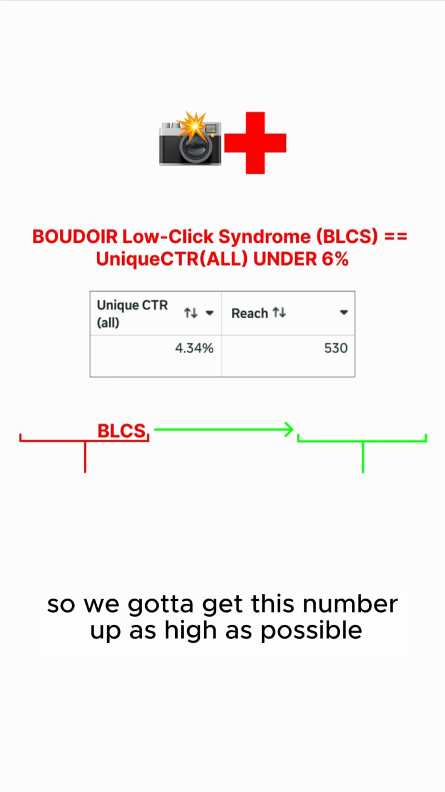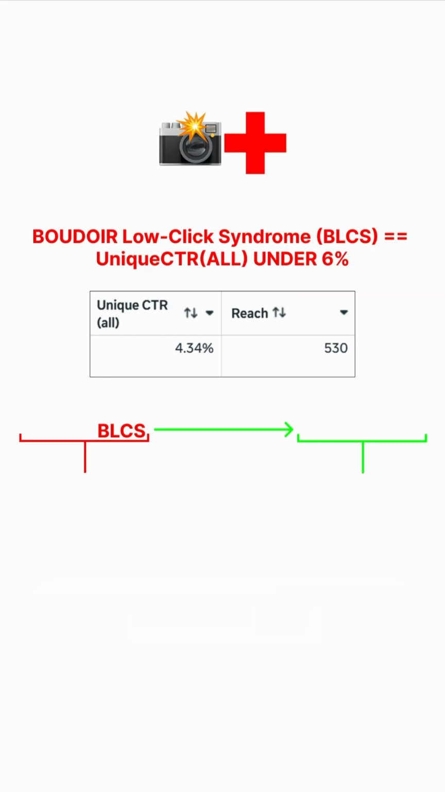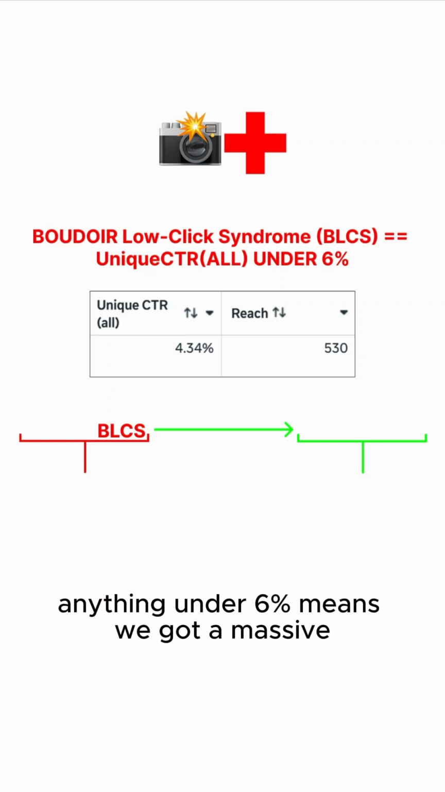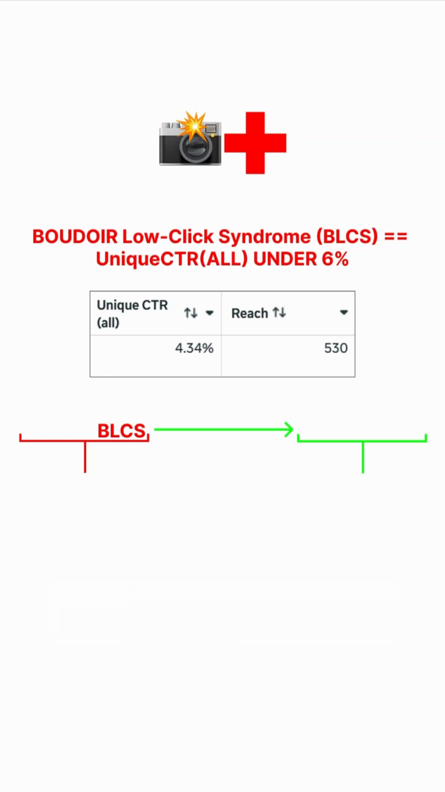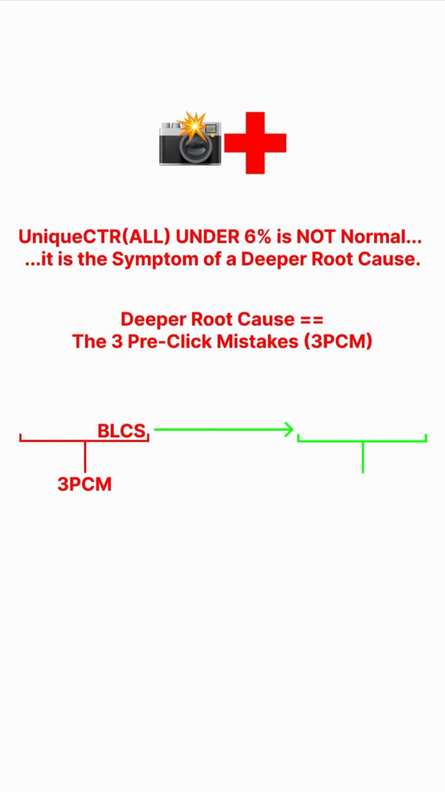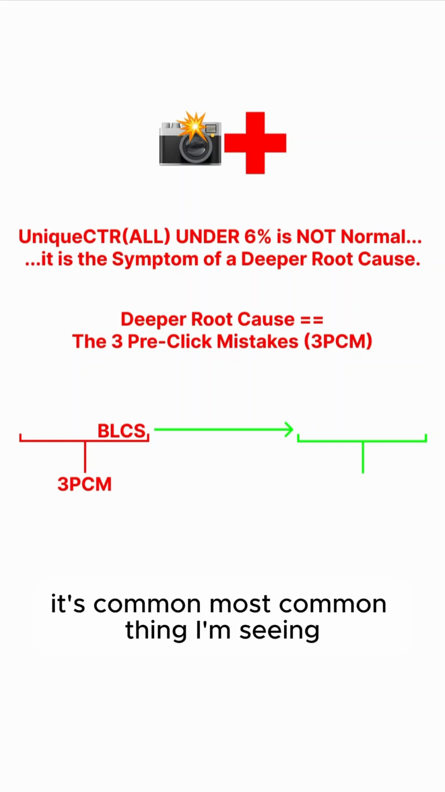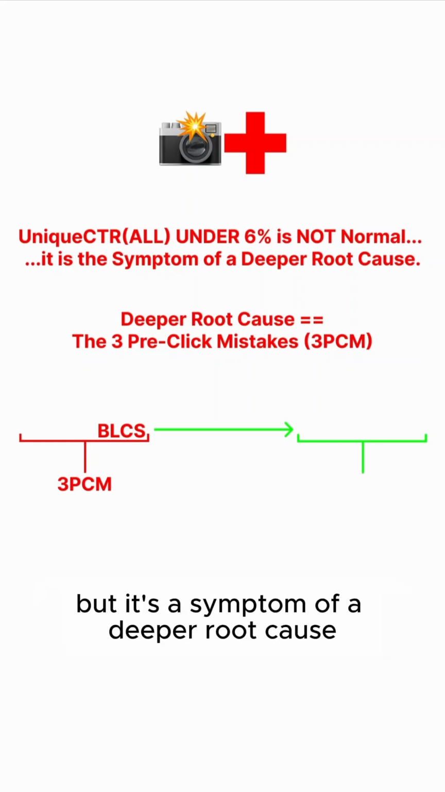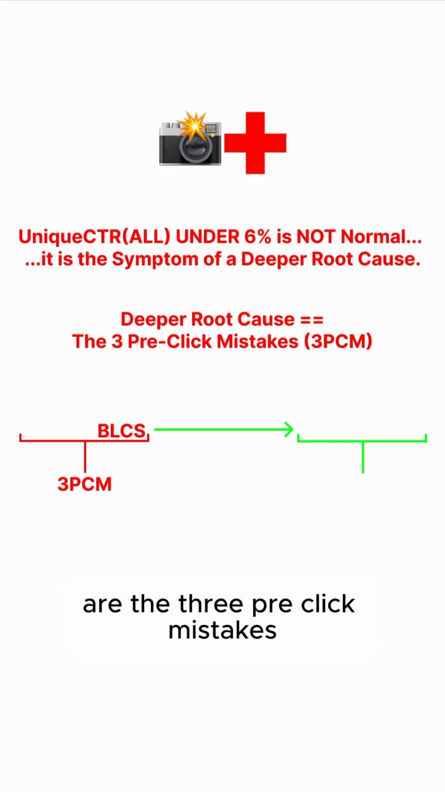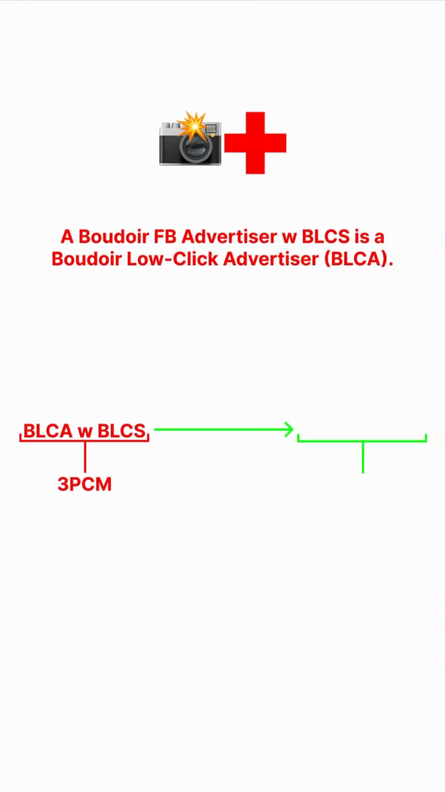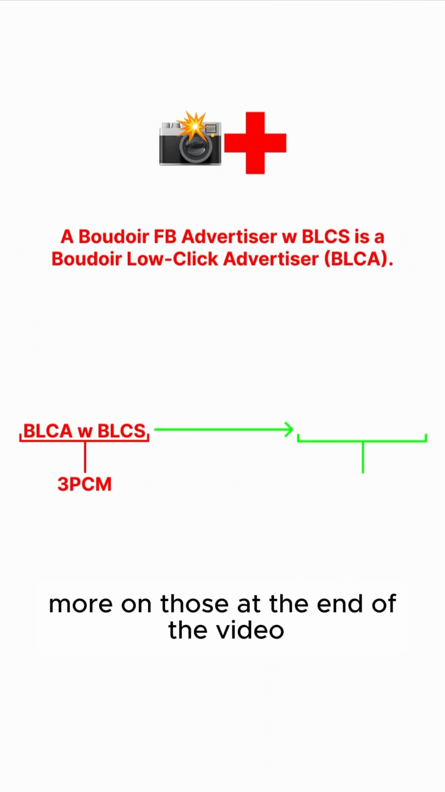So we got to get this number up as high as possible. That's the goal. And anything under 6% means we got a massive, massive, massive problem. And also, unique CTR under 6% is not normal. It's common, most common thing I'm seeing, but it's a symptom of a deeper root cause. And the deeper root cause are the 3 pre-click mistakes. More on those at the end of the video.